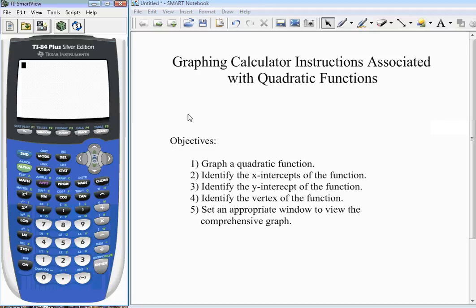Let's talk about how the graphing calculator can be used with quadratic functions. Specifically, you need to be able to graph a quadratic function, identify the key components, that is the x-intercepts, the y-intercepts, and the vertex, and also set an appropriate window to view a comprehensive graph.